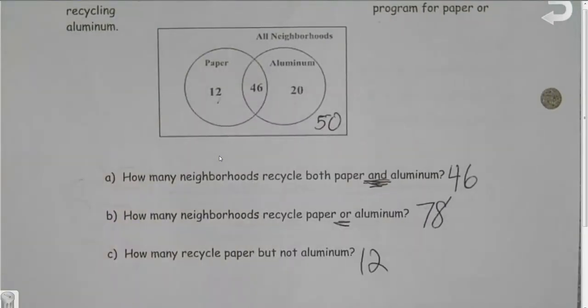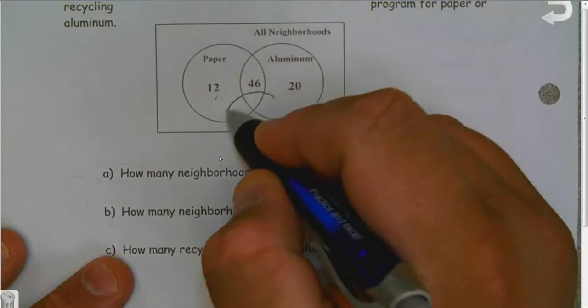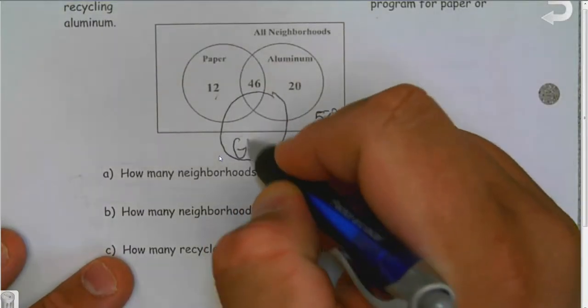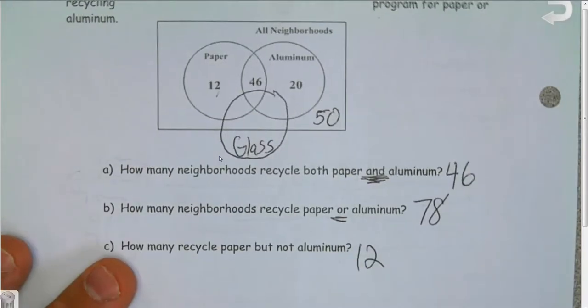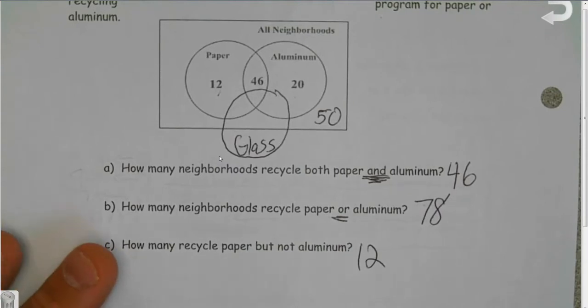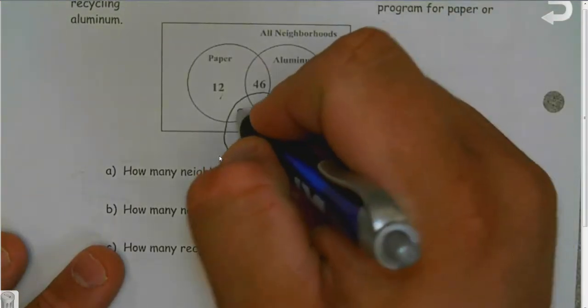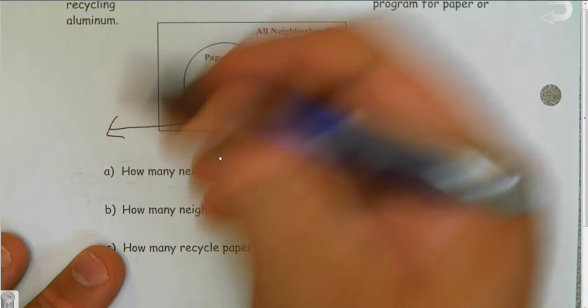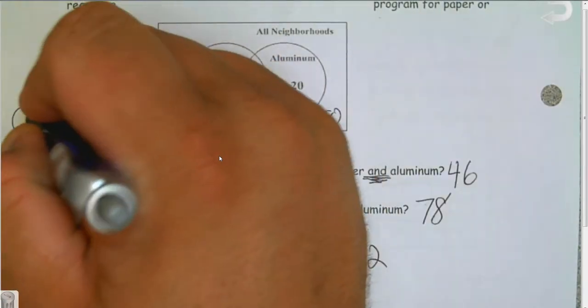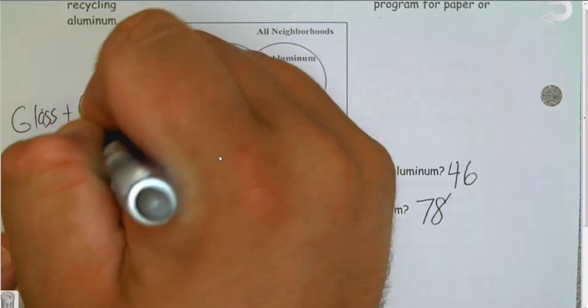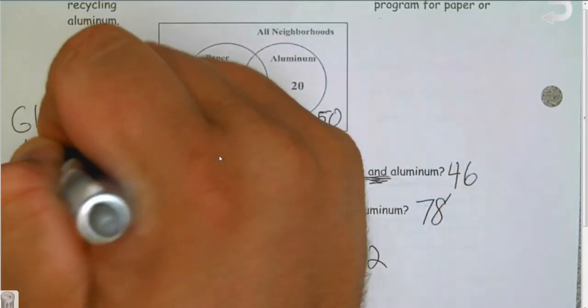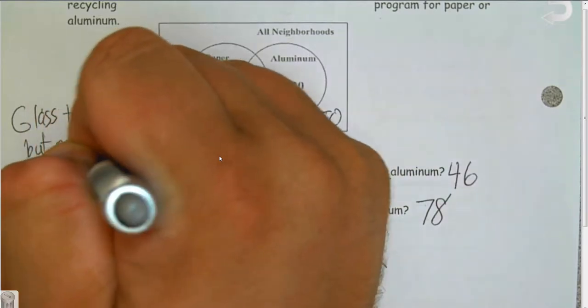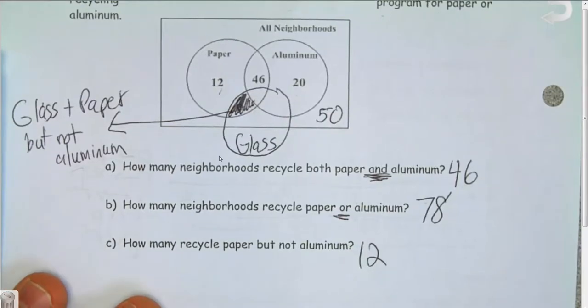What I'm going to tell you as well is that you might see a situation where you get a third circle and maybe we're going to recycle glass. And I'm not going to ask you to necessarily give me a number. I'm going to ask you to show me a zone where it shows who recycles glass and paper but not aluminum. Well, that would be this one right here. So I might give you a question where I tell you to shade. And remember, this is where people recycle glass and paper but not aluminum. And we'll practice this some more over the course of the next couple weeks.